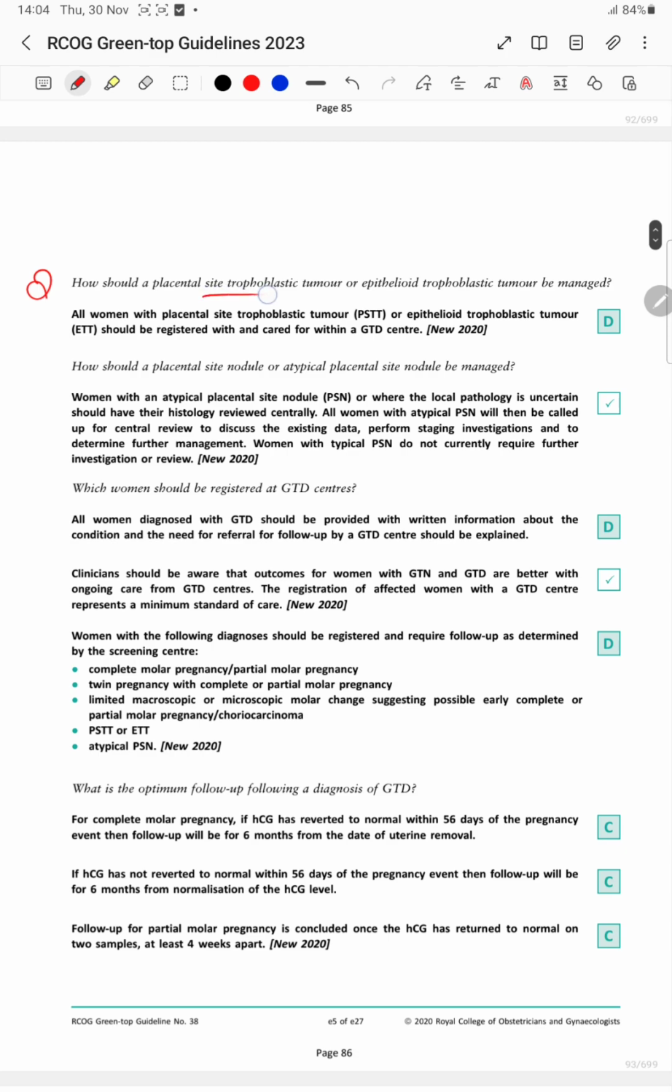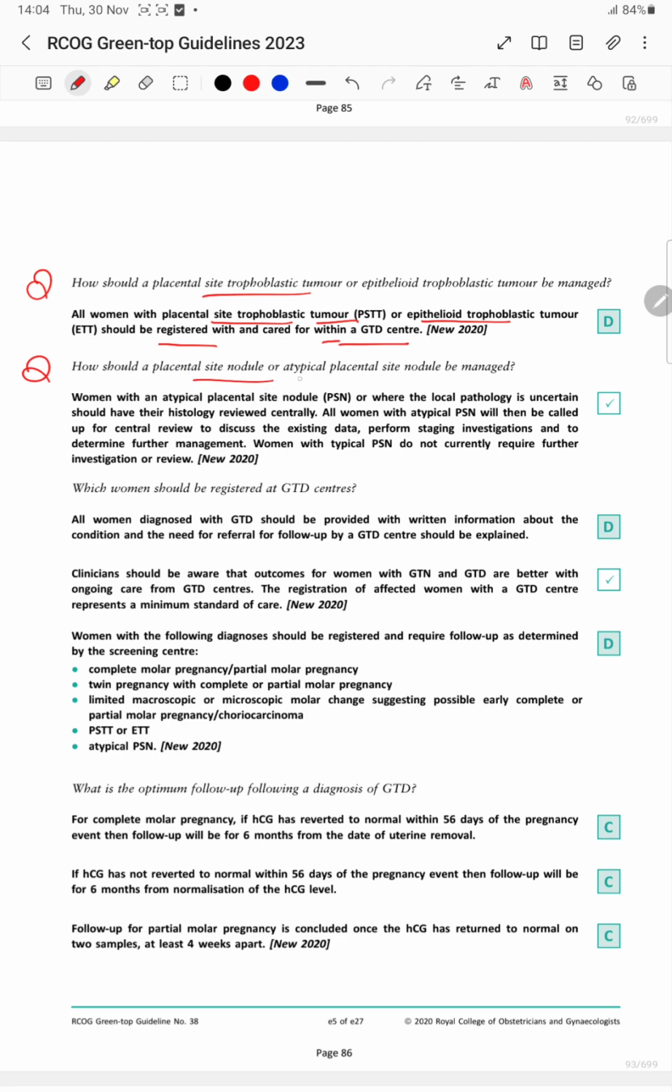How should a placental site trophoblastic tumor or an epithelioid trophoblastic tumor be managed? All women with a placental site trophoblastic tumor or an epithelioid trophoblastic tumor, ETT, should be registered with and cared for within a GTT center.